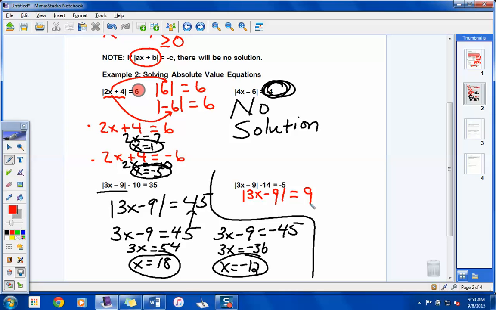Now I'm not going to solve this, but just give me the process. What would you do to solve this once you have an absolute value alone and a positive value on the right all by itself? What would your two equations be? First one would be 3x minus 9 equals what, guys? Isn't that the first one you'd set up? What's the second equation you'd set up? Instead of equal positive 9, you would have it equal negative 9.